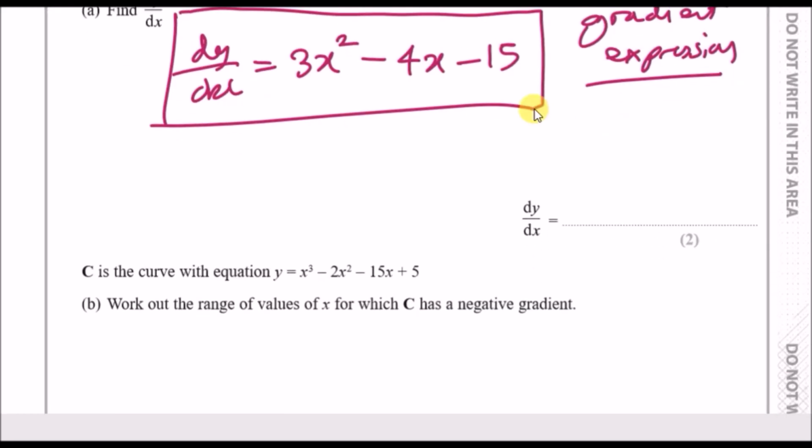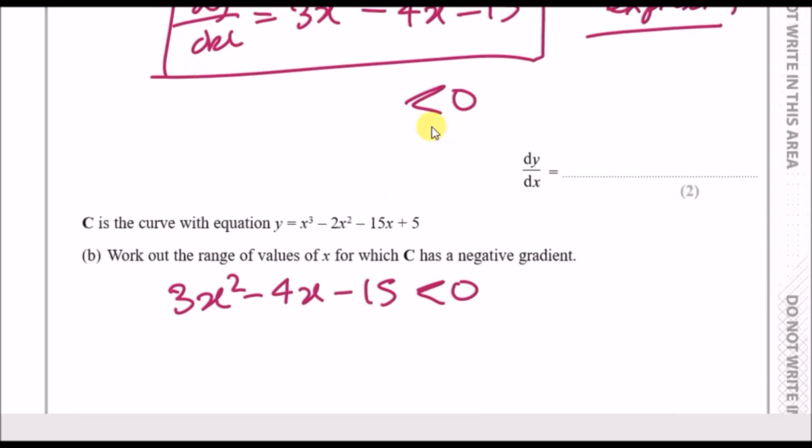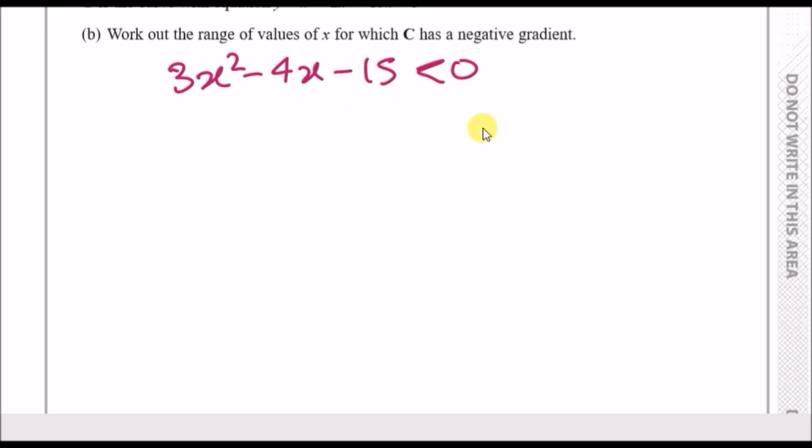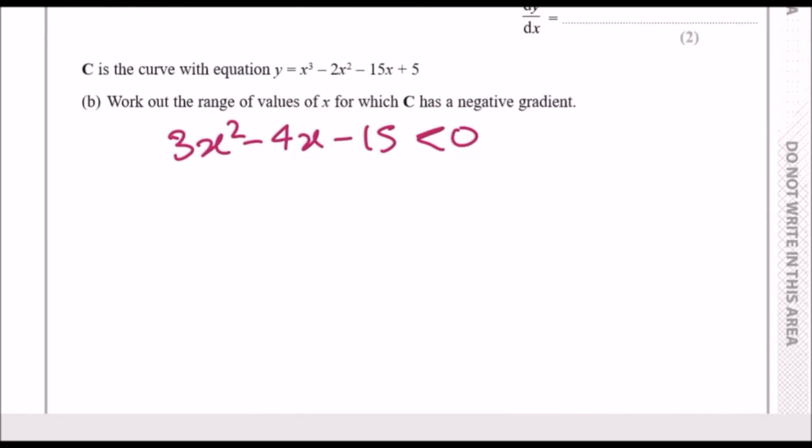So the only way something is negative is if all of this is less than 0, right? So that's it. We just write that equation. We say that dy/dx, which is known to be this, has to be less than 0. Now, this is not too difficult because this is a quadratic equation. So what I would personally do, and I'm not going to factorize, is go ahead and just smash this in the quadratic formula.